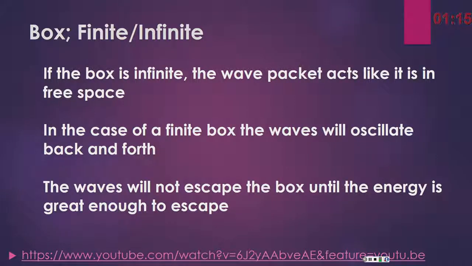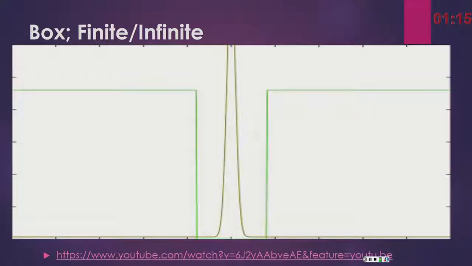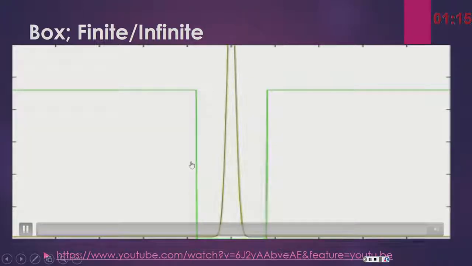In the case of a finite box, the waves will oscillate back and forth, bouncing off the edge of the box. And then the wave will not escape the box unless the potential energy is high enough, or the activation energy is high enough to escape the box. There should be a video here.